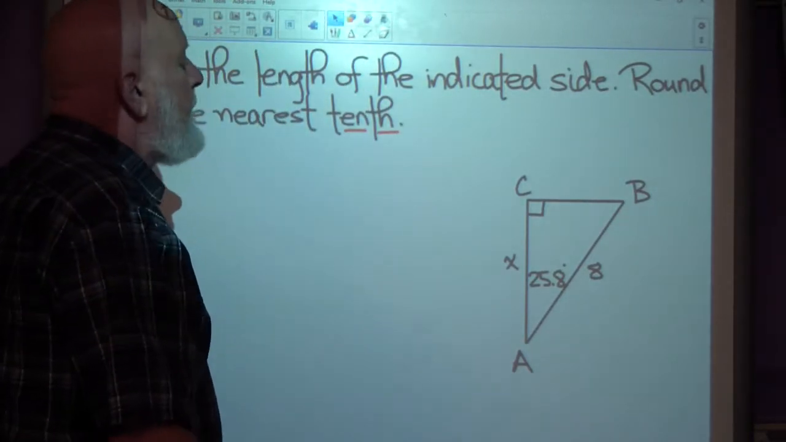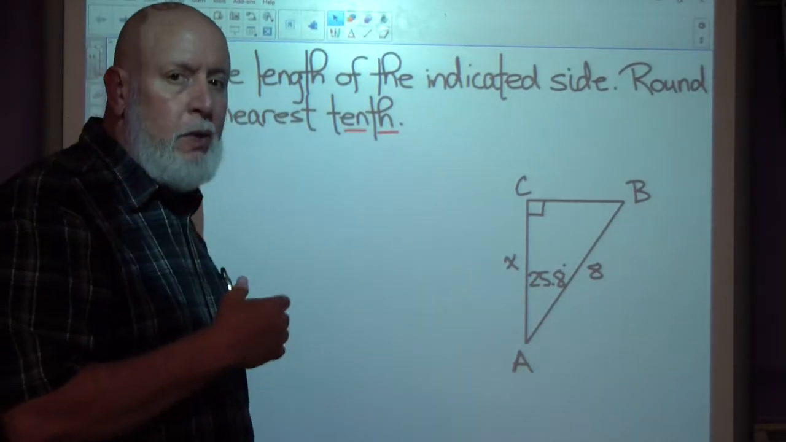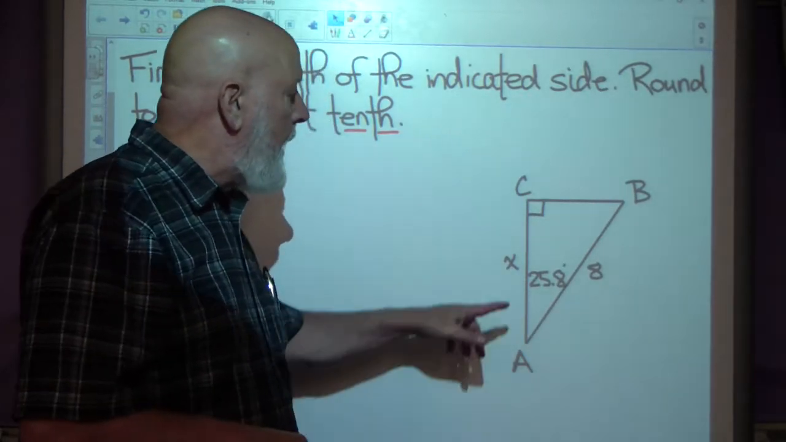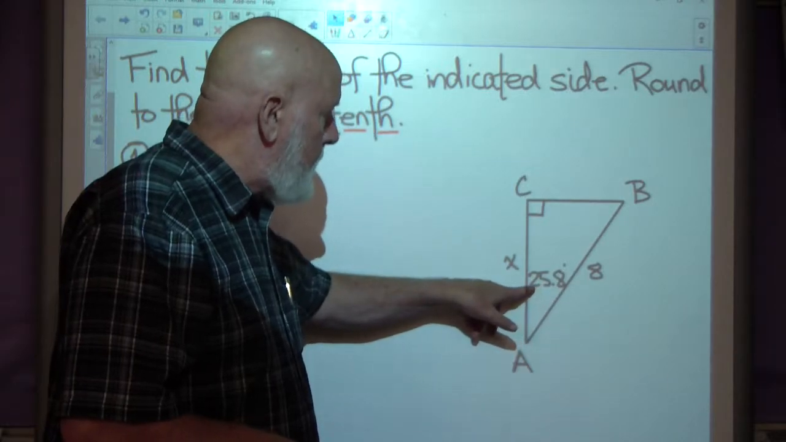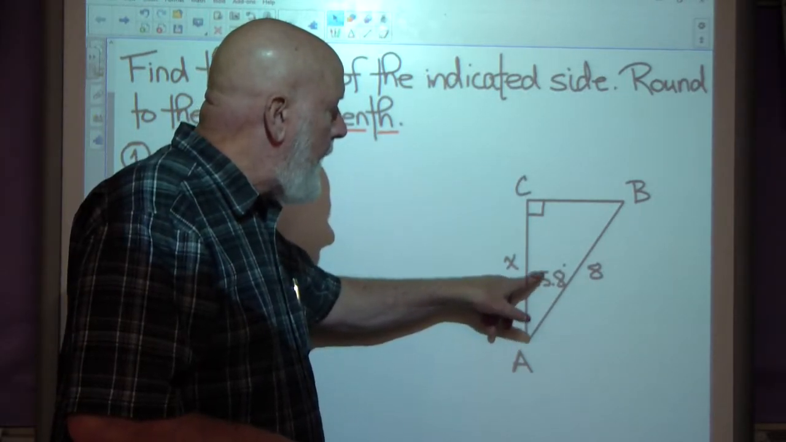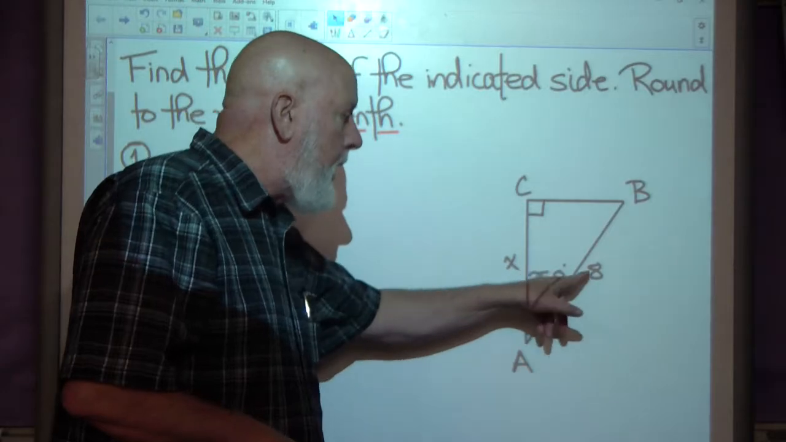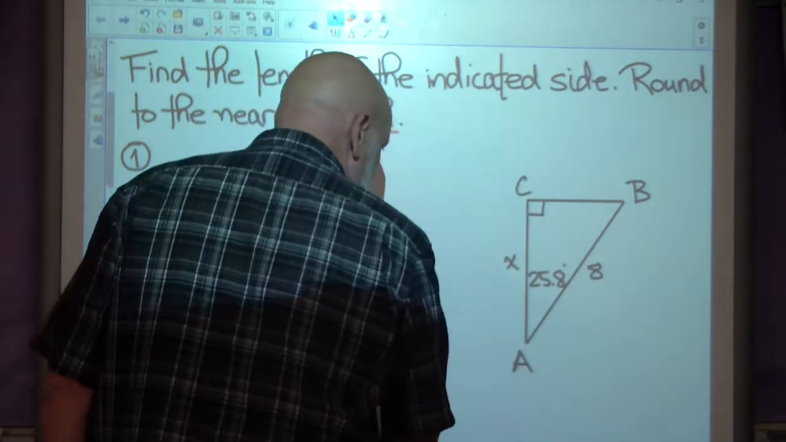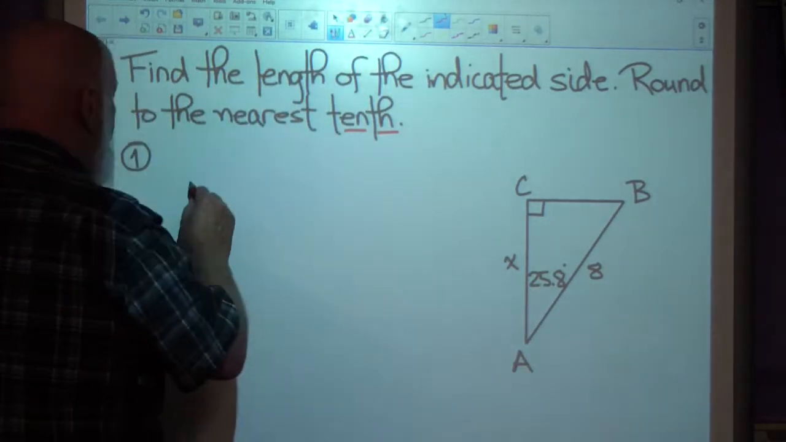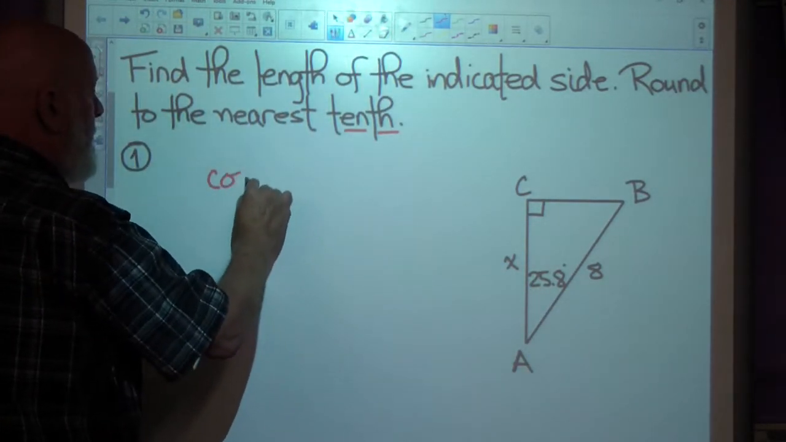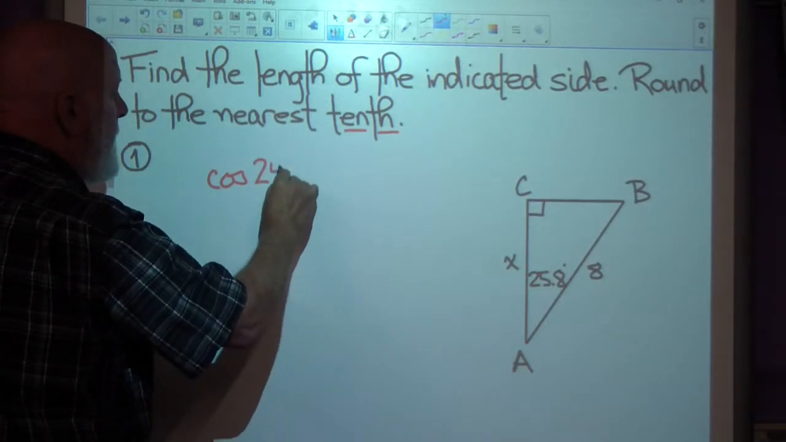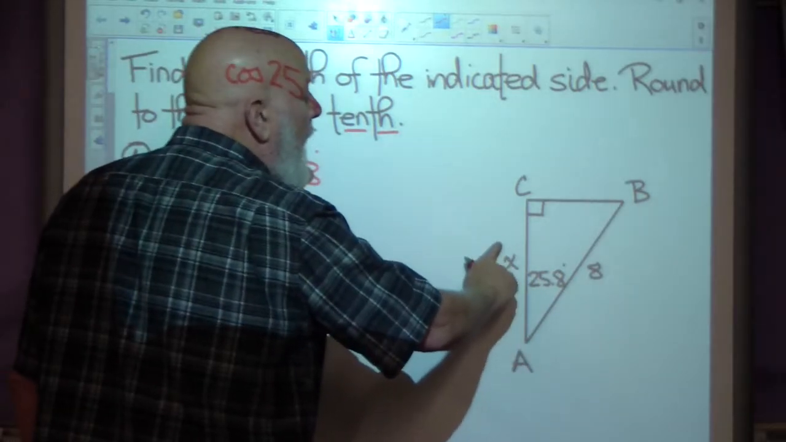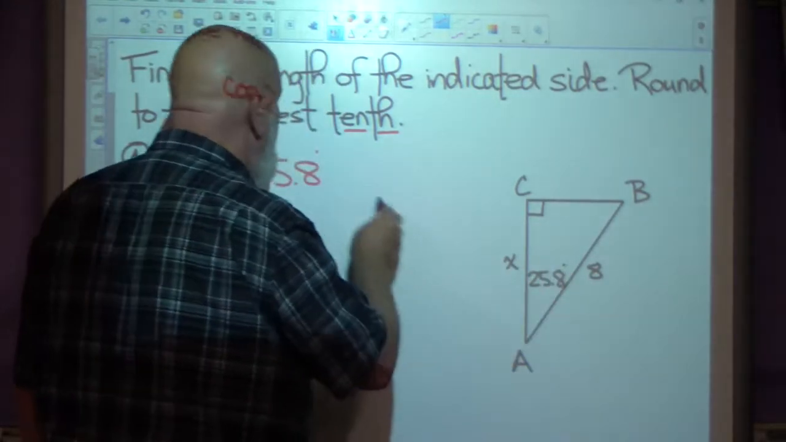So I'm looking at that and thinking, which of my trig functions? I like to start with sine, cosine, and tangent, the three basic trig functions, and ask myself which one of those involves an angle and its adjacent side and the hypotenuse. I think about that for a second and say, well, that's the cosine. So I'm going to make a statement. I'm going to say that the cosine of 25.8 degrees is adjacent over hypotenuse.